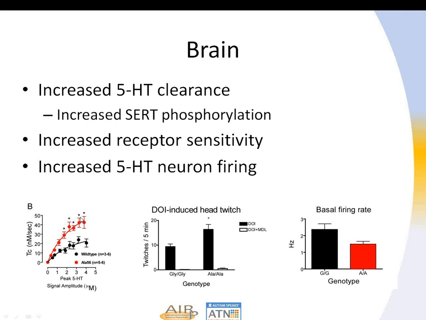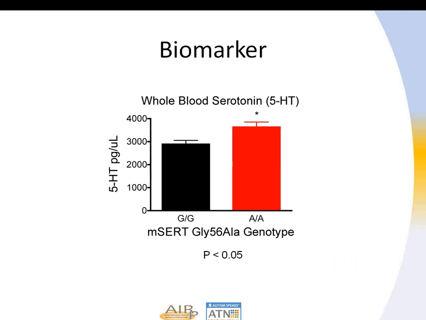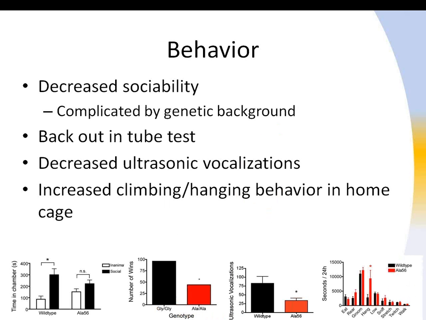So we see that it increases clearance of serotonin out of the extracellular space, and this may actually parallel taking up increased serotonin into the platelet. It increases sensitivity of serotonin receptors and decreases the firing rate of serotonergic neurons. And I could spend a lot of time talking about that, but really what we're interested in is focusing on how this may help us understand a subgroup of individuals looking at the peripheral system. So importantly, we see a recapitulation of the elevated blood serotonin levels in these mice. We also see a recapitulation of some changes in social behavior, some changes in communication, and some repetitive behavior.